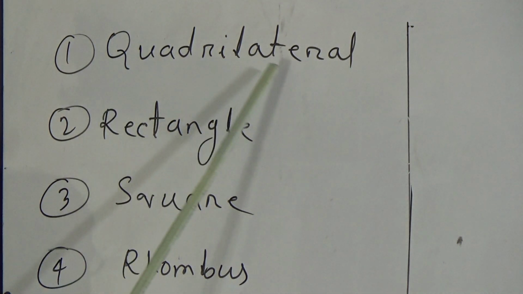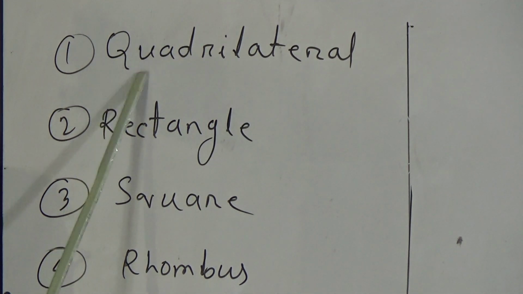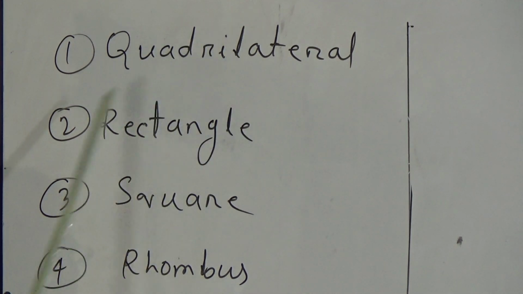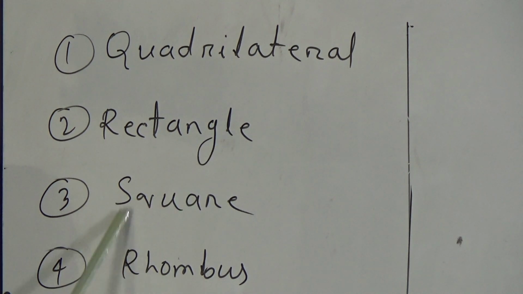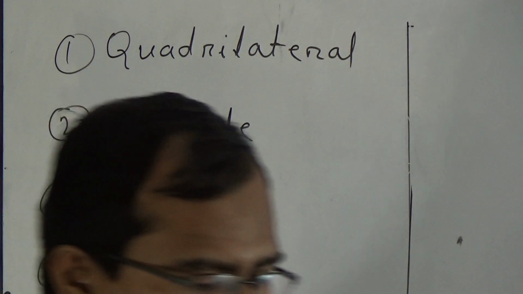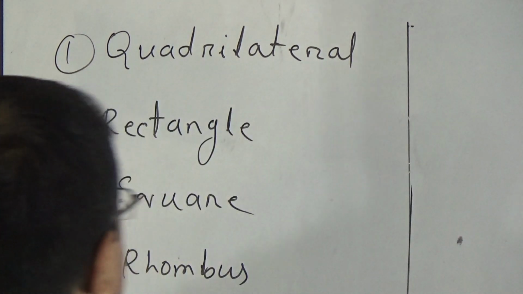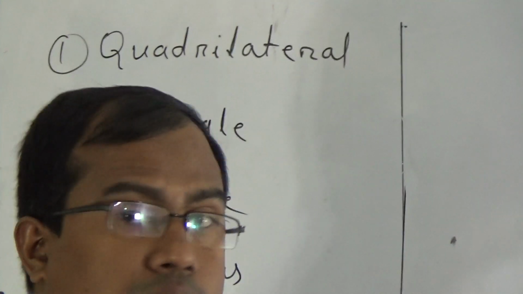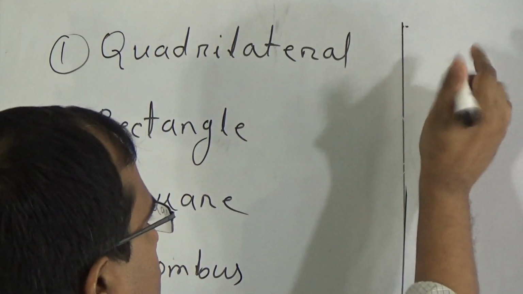First, quadrilateral bounded region. First one is quadrilateral, second one is rectangle, third one is square, and another one is rhombus. Okay, at first we will write the definition of quadrilateral, then we will draw the figure of quadrilateral.